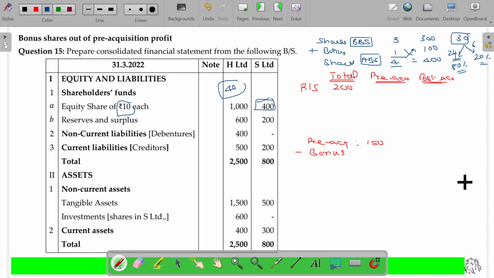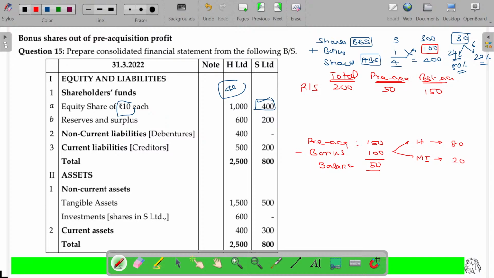Now, for the bonus shares, 100 rupees will be there, right? After bonus share, now pre-acquisition profit is decreased to 50 balance. Then 150 being the post-acquisition profit. This bonus share will be shared between whom? It should be shared between the holding company as well as minority interest. Holding company share being 80 rupees, minority interest share being 20 rupees.